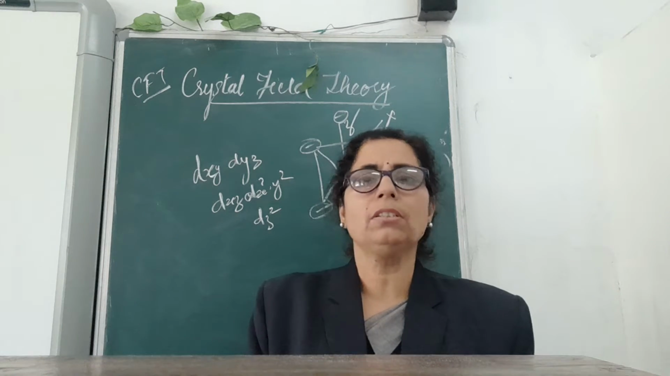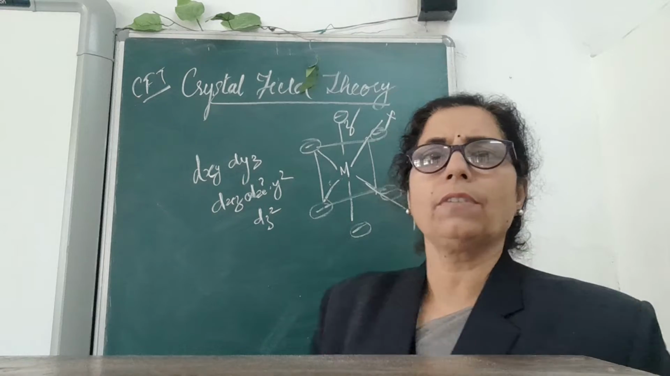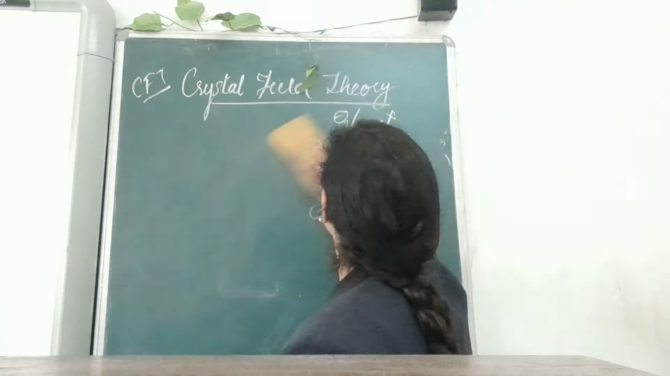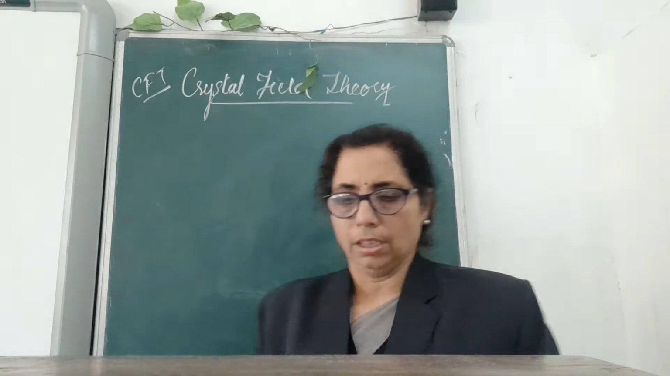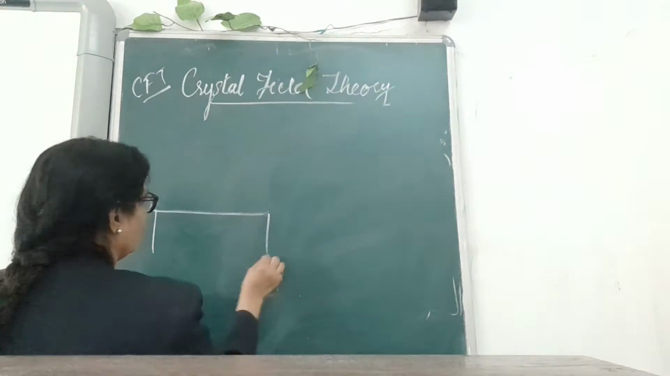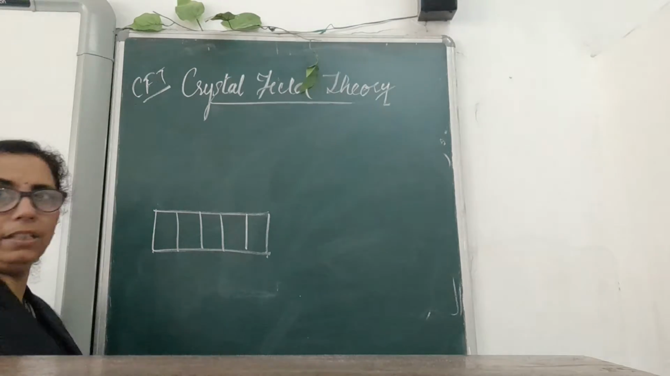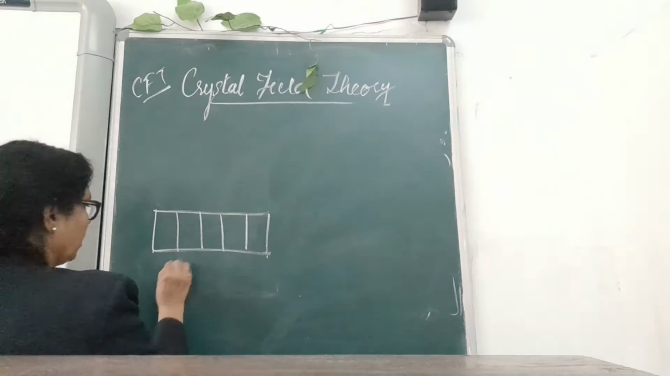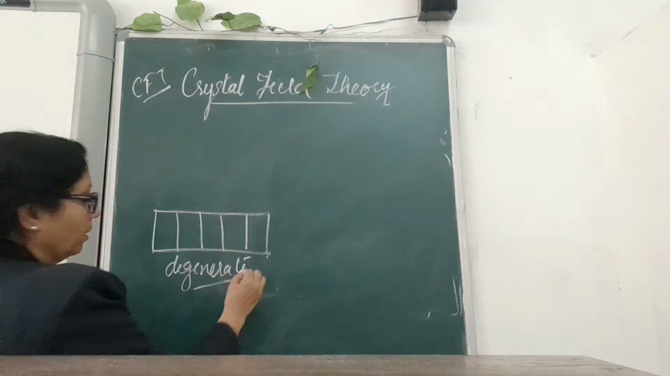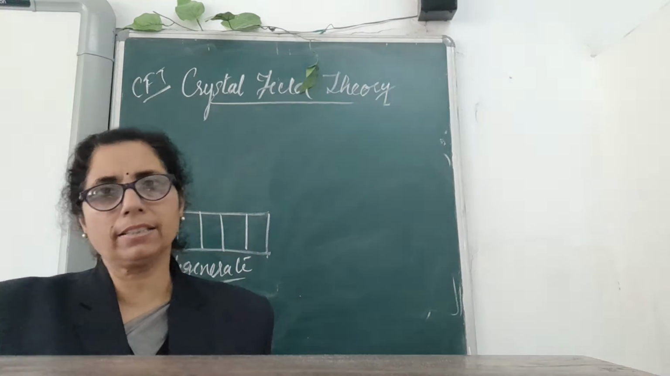repelled. Repulsion takes place in these orbitals. Now the next thing we have to see is that, according to this theory, the d orbitals which are present have the same energy level. You call them degenerate orbitals, because their energy level is the same.